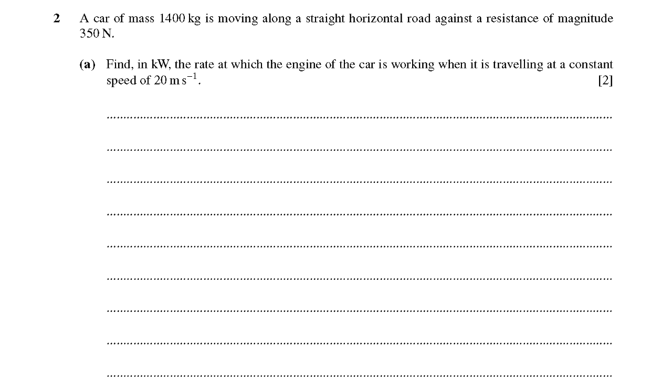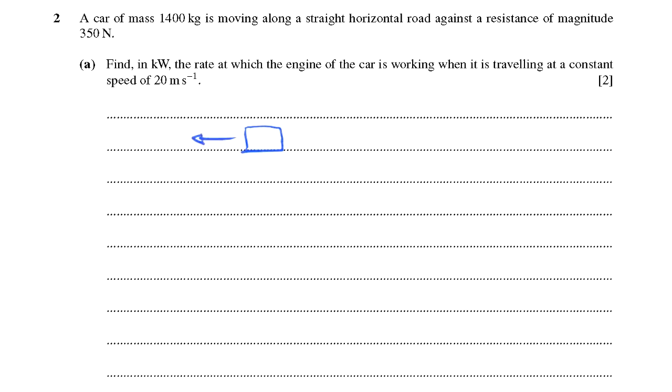A car of mass 1,400 kilograms is moving along a straight horizontal road against a resistance of magnitude 350 newtons. Find in kilowatts the rate at which the engine of the car is working when it's traveling at a constant speed of 20 meters per second. Okay, so if it's traveling at a constant speed, that tells us a couple of things. It's not accelerating, and therefore all the forces must add to 0.